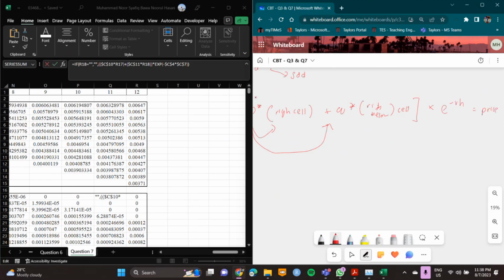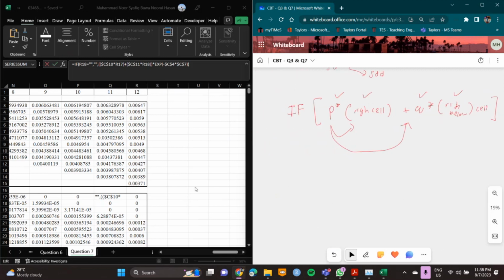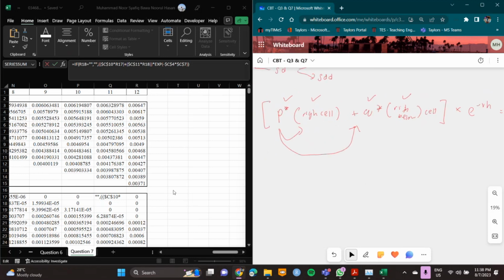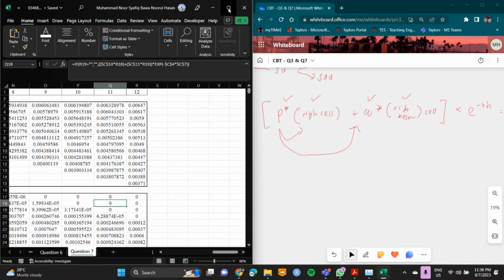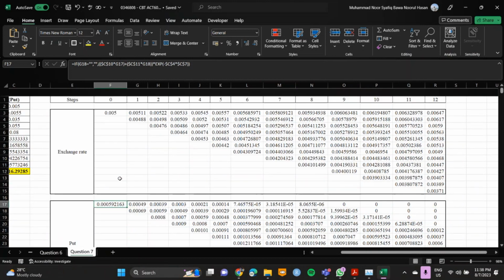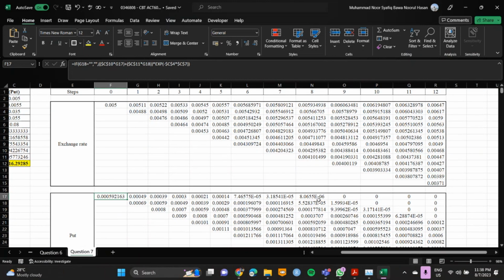So we are using the up probability times the payoff plus the down probability times the payoff for each cell. Then we can times each of them with the discount factor e power of negative RH. Then we can get the price at each period. So this particular step is only applicable from period 11 until period 0. So at the end, you can find the price of put at time 0.